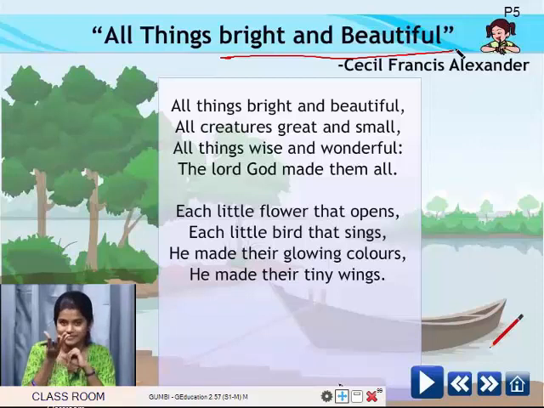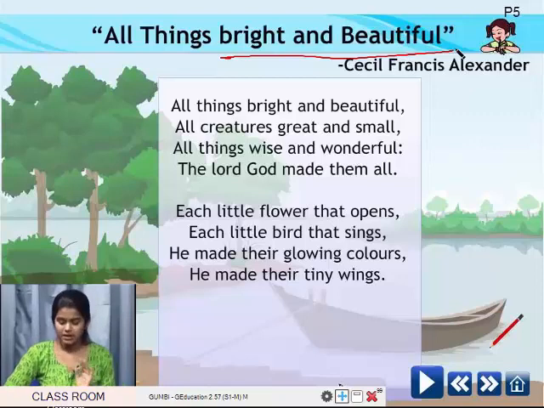He is giving some examples. Each little flower that opens, each little bird that sings, He made their glowing colors, He made their tiny wings. This is true, my children. Every flower, such beautiful flowers we see all around us. And so many lovely birds and their songs, their beautiful songs. And birds, they have lovely glowing colors, shining colors. And nice, beautiful, tiny wings. So the poet is talking about every creature created by God.